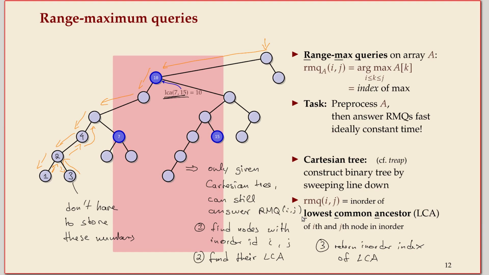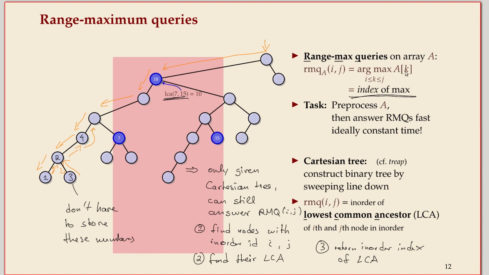Now, at this point, I want to stress that it was very important that we defined the problem like we did, that we return the index of the range maximum and not the value itself. The in-order index that we return using the Cartesian tree is the correct index. But we've totally lost the array contents, so we don't know what the numbers in the array really were. The only thing we still know is where the maximum was.